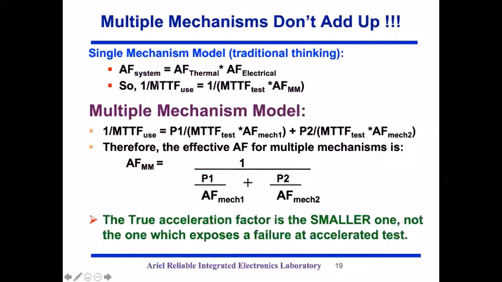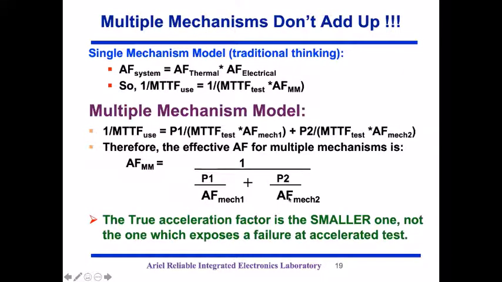So normally the single mechanism approach is that 1 over the mean time to fail, which is the lambda, is simply 1 over the mean time to fail at test times this acceleration factor, and that's in the denominator. If you have multiple mechanisms, you'd have to say 1 over MTTF, which is the total lambda, is the sum of 1 over MTTF1 plus 1 over MTTF2, multiplied by the probability of mechanism 1 and mechanism 2. So therefore, the effective acceleration factor for multiple mechanisms is 1 over the probability function over mechanism 1 plus 1 over mechanism 2.